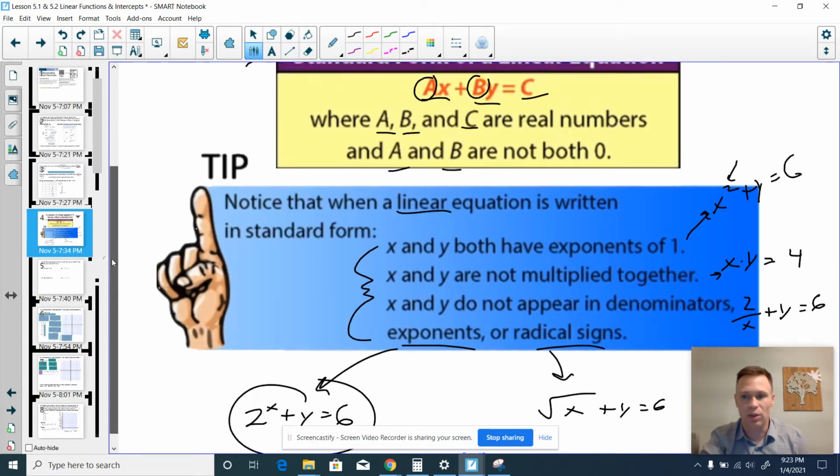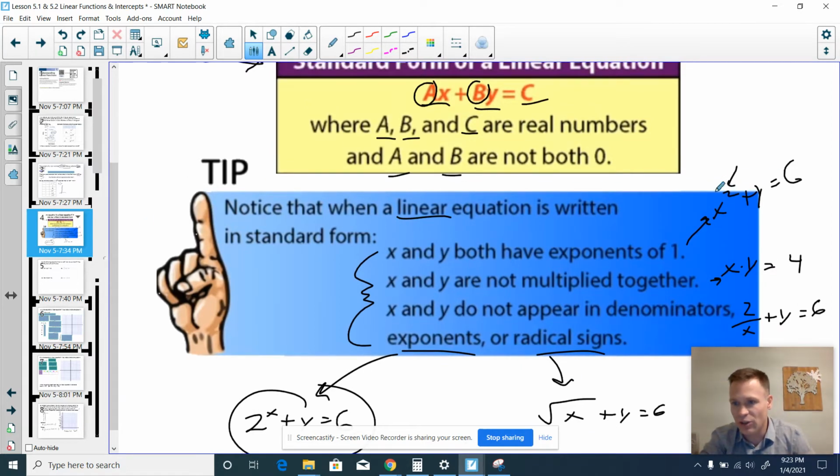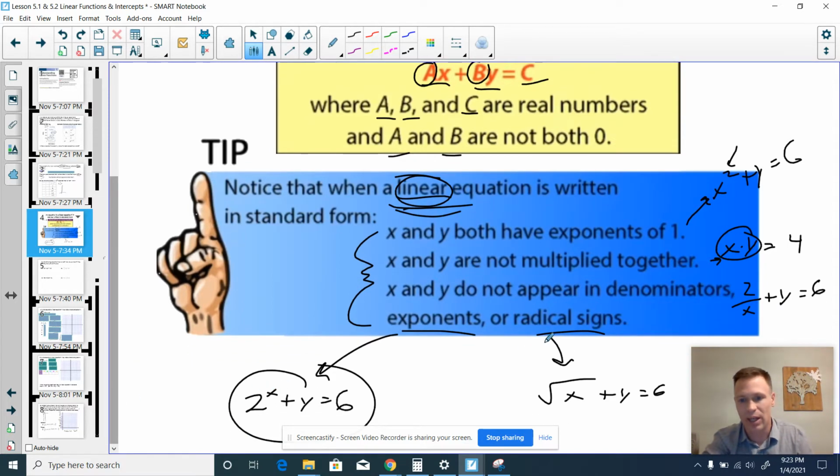So here are the things we look for, okay? If you ever see a squared value, not linear. If I ever see x and y multiplied together, not linear. If I ever see x or y in a denominator, not linear. If I ever see x or y in an exponent, not linear. And if x or y is in a radical sign, not linear. All of that means not straight lines.